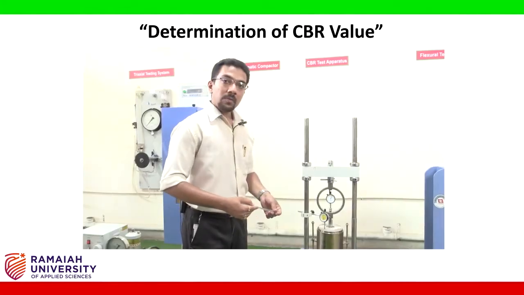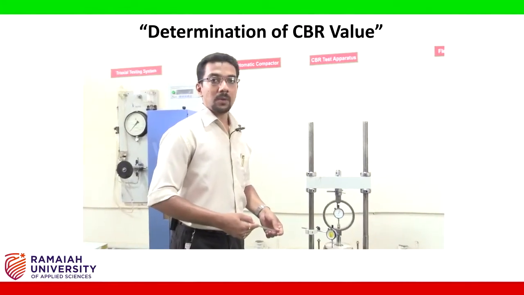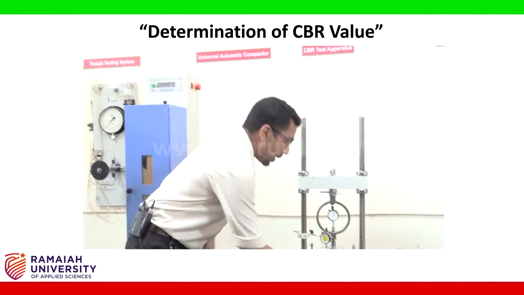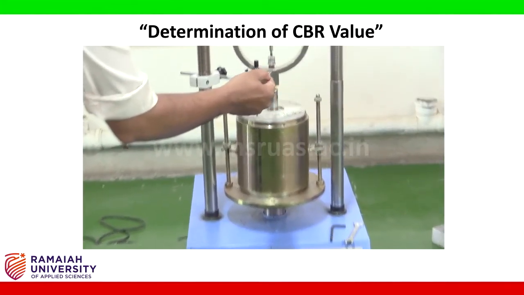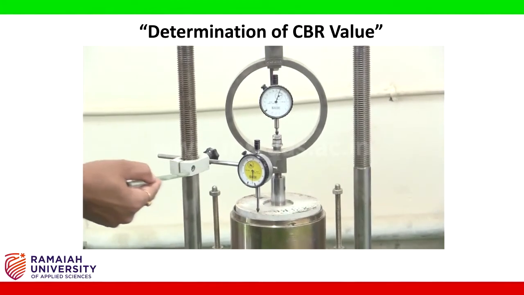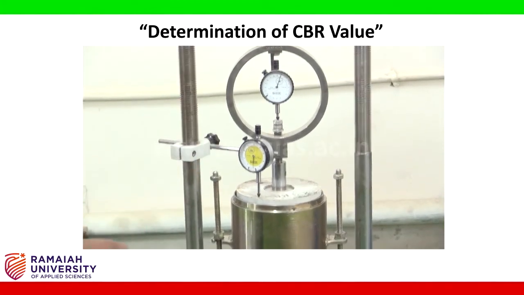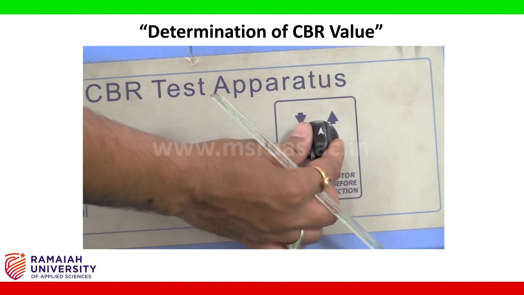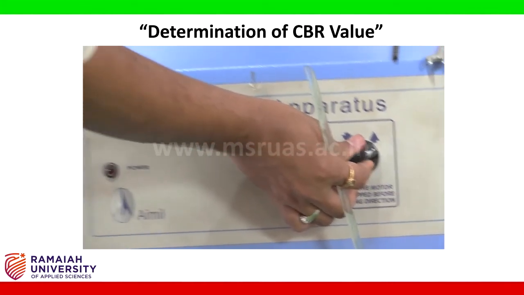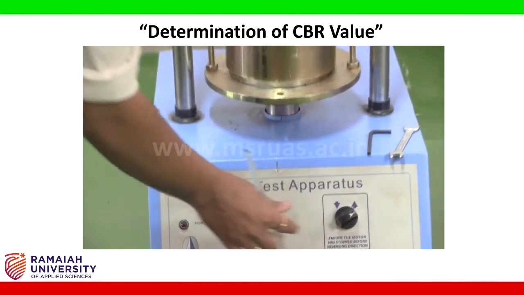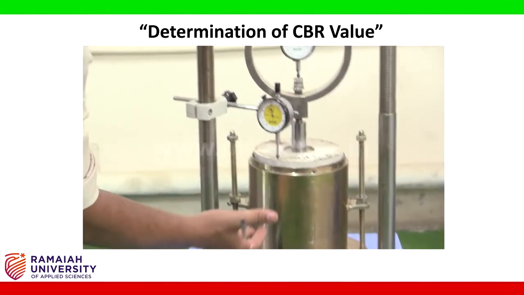It is now time for us to start with the testing process. I have placed an Allen key as well as a spanner of size 10/11 which might be required to tighten or place the dial gauges in position. Now, to begin with the experiment, I make use of this knob by turning it to the right, which, when done, starts applying the load on the specimen.